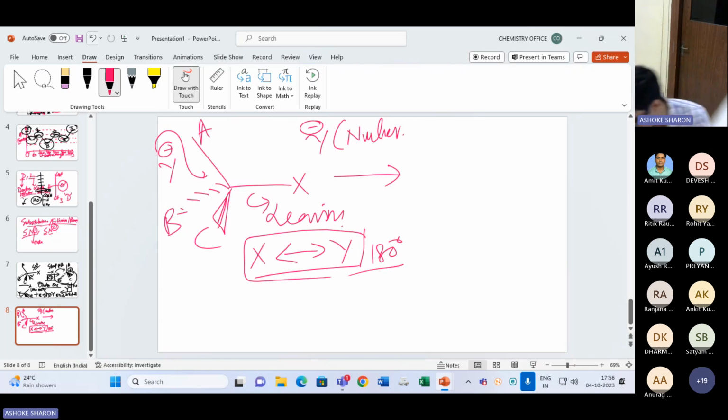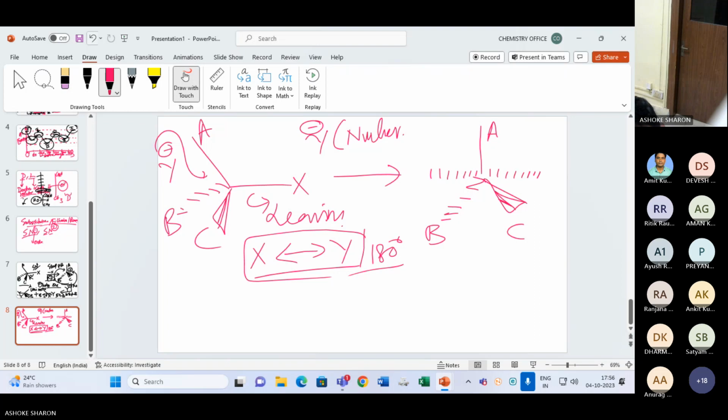This is the first criterion. Okay, so 180 degrees means Y will be approaching from the back side. And what will we get? A, B, C, Y, and X. This is the transition state.